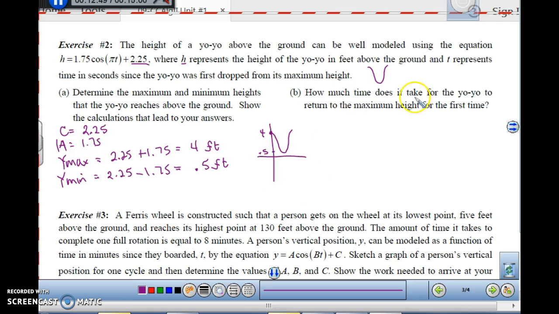All right, so how much time does it take for a yo-yo to return to its maximum height for the first time? Okay, that has to do with the period and the frequency. Okay, so let's finish this in class for the next day, and we'll work on that.